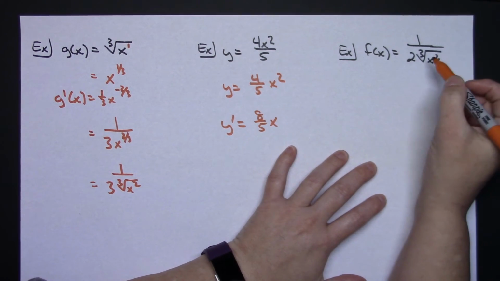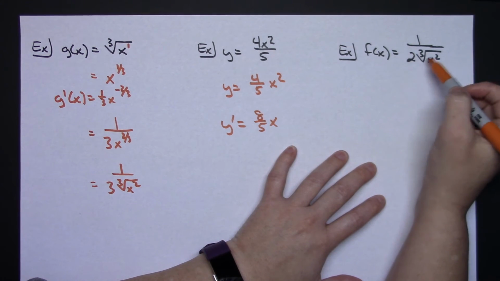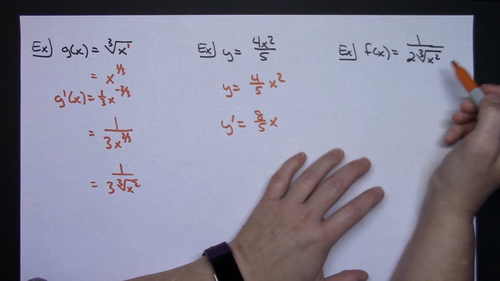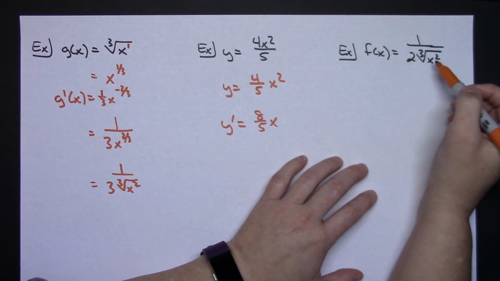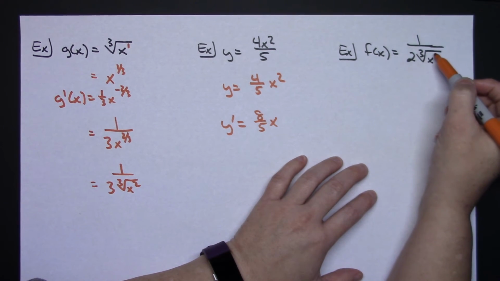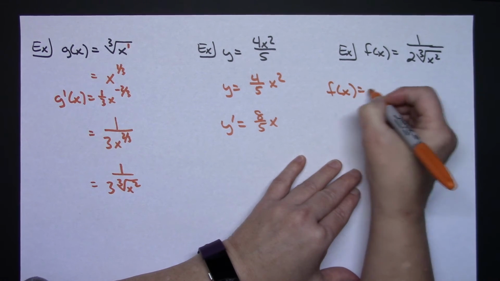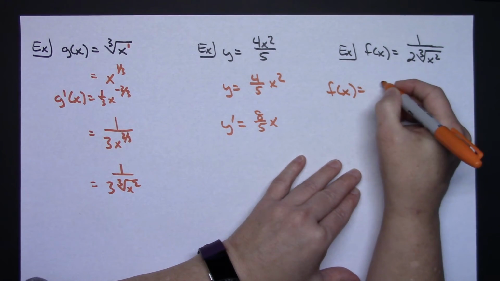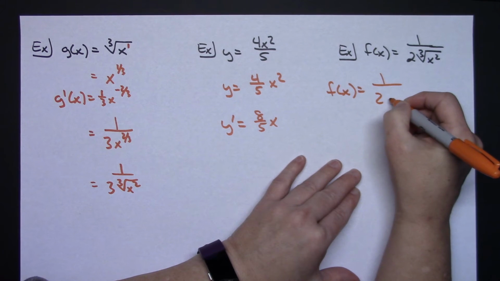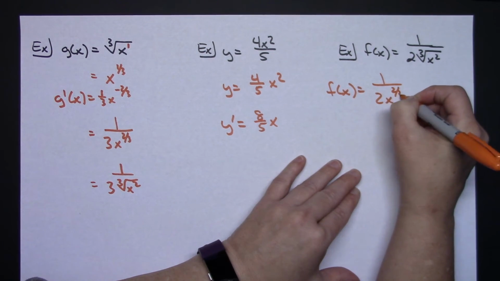Alright, and then in this last one, let's suppose it's a 1 over something. Okay, definitely power rule is not happening here. So probably a lot of algebra steps before I go to take the derivative. Okay, so let's first rewrite this as an exponent. So I still have f of x, because I'm just going to be manipulating my original equation. So how about 1 over 2x to the 2/3.